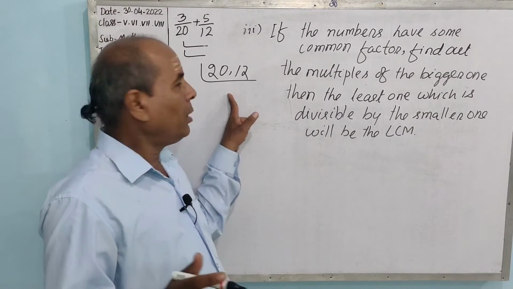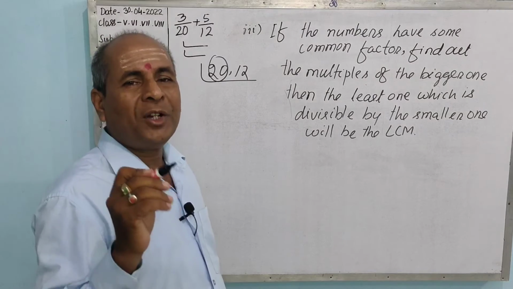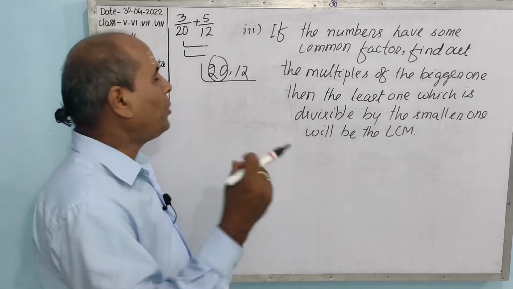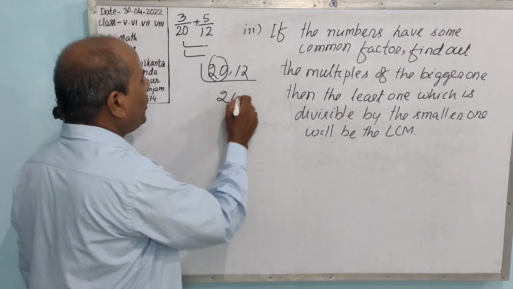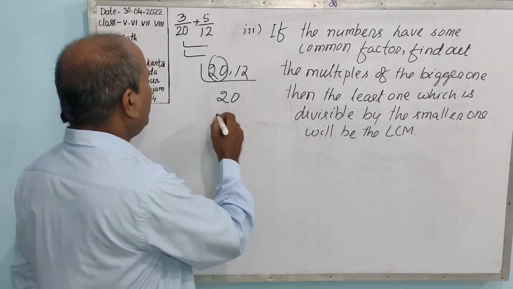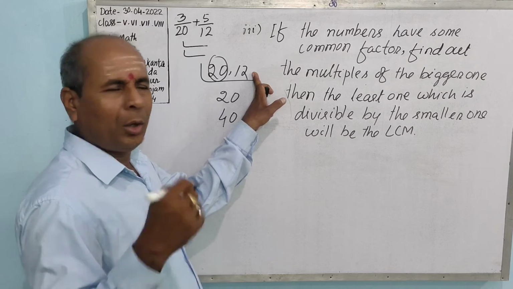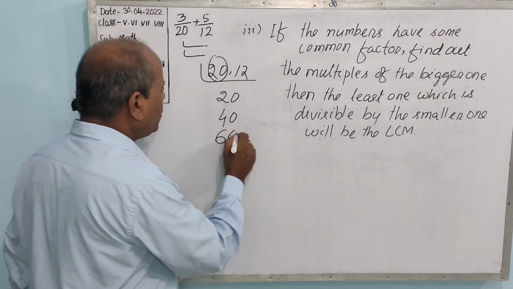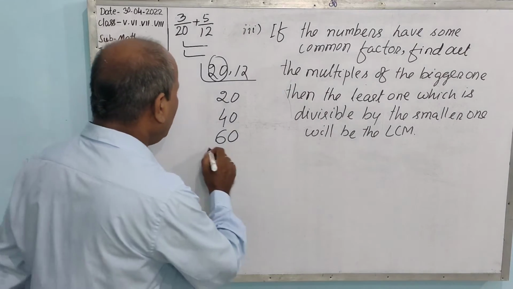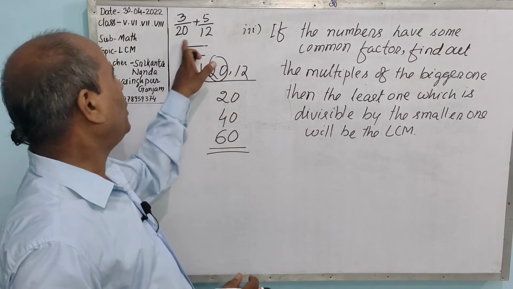So you can see here 20 and 12. Which one is bigger? 20 is bigger. So find all the multiples of 20. 1 twenty is 20. Can it be divisible by 12? No, leave it. 2 twenties are 40. Can it be divisible by 12? No, leave it. 3 twenties are 60. Can it be divisible by 12? Yes. So this least one, this 60, is the LCM. So it is not necessary to do it the long way.